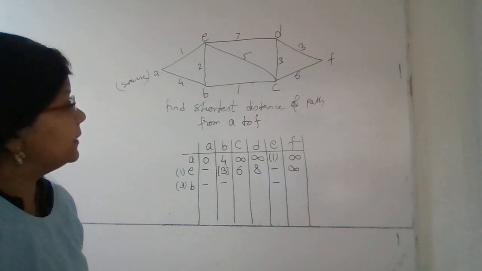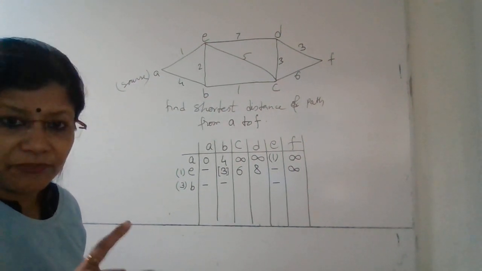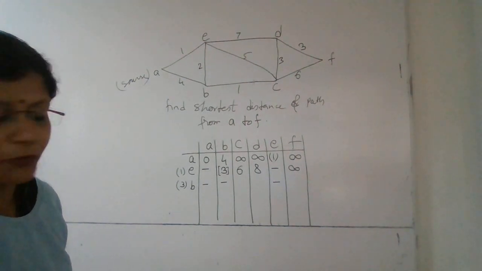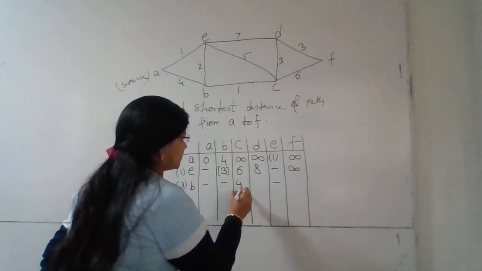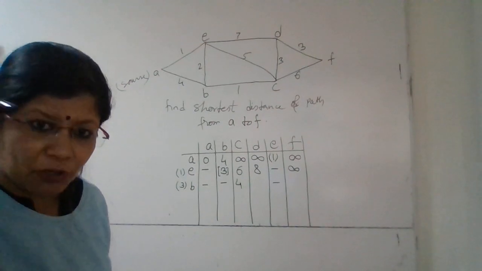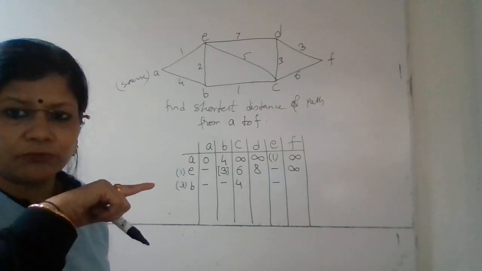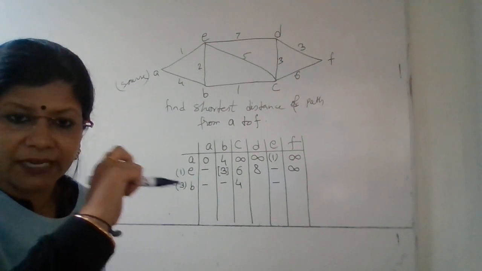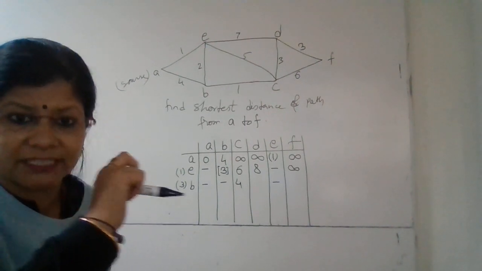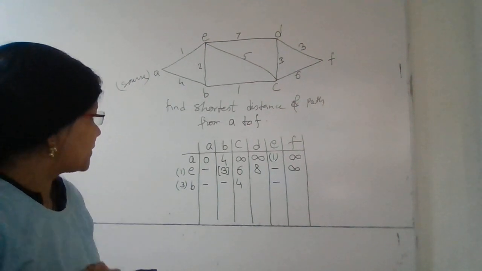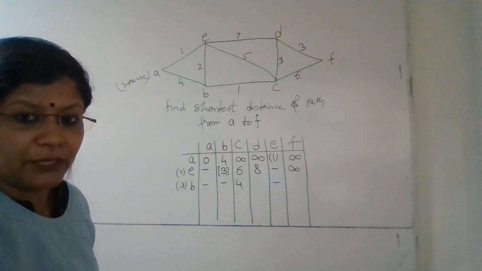Now B to C. B to C is 1, and 1 plus 3 is 4. And 4 is lesser than 6. So write down 4. Always mention the lesser value, 4.